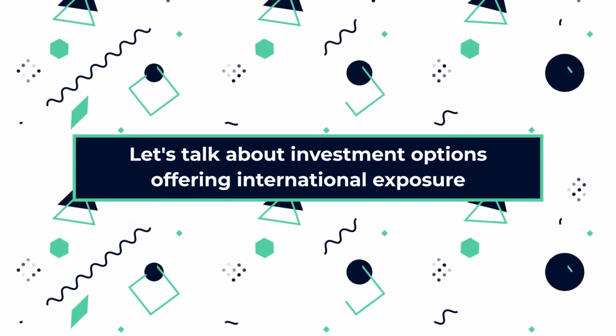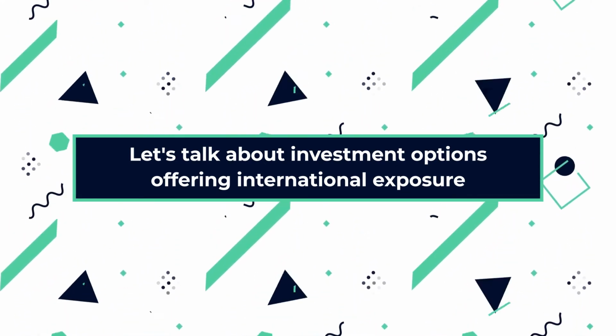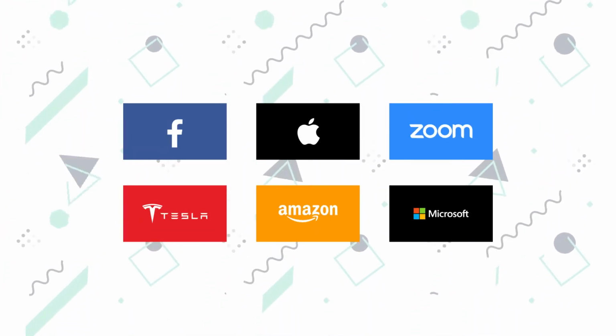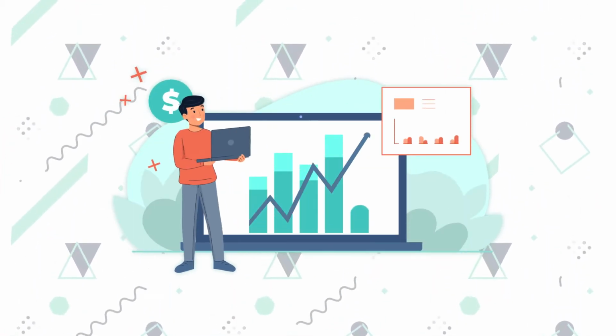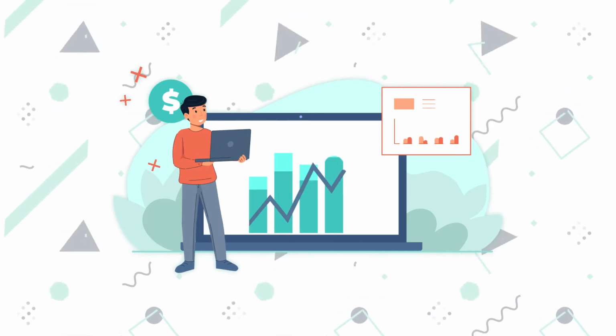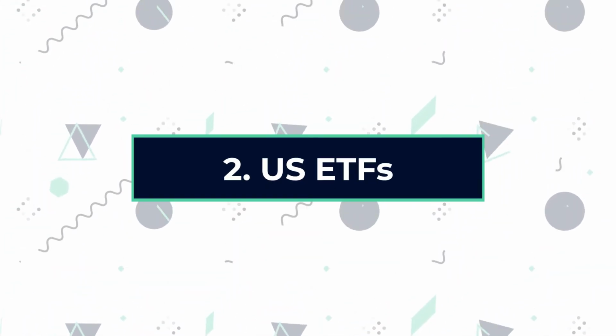Now, let's talk about investment options offering you an international exposure. 1. Direct US stocks. This is a way to get exposure to the US companies. When timed properly, they do generate good returns, but it can be very time consuming and not feasible due to the time difference. 2. US ETFs.